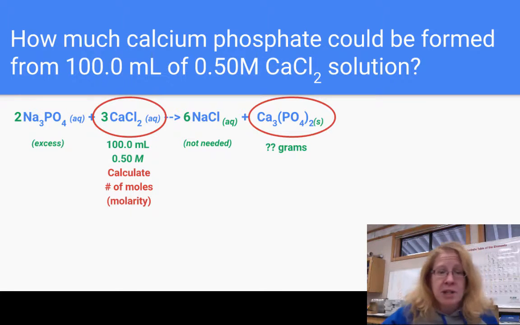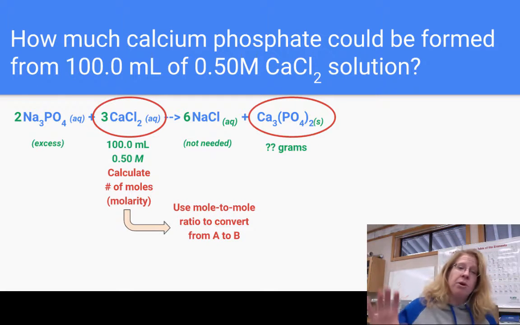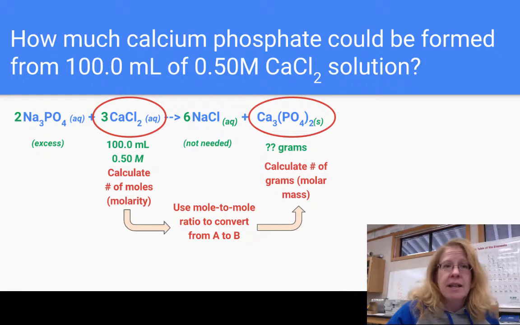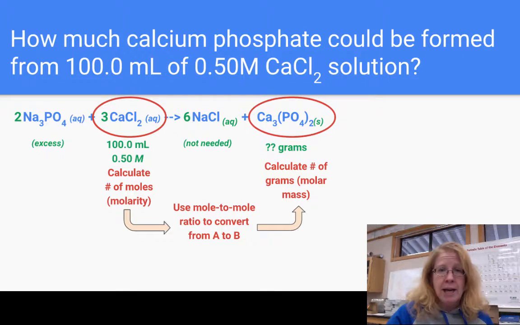I'm going to use that information, calculate the number of moles that I've got of that stuff, which is the molarity part. And then the next thing I'm going to be able to do, again, is that mole to mole ratio. That's our central step that we do every time. And then the last thing is I'm going to figure out how much calcium phosphate, which is that last piece, converting from moles back to the number of grams using molar mass. So this is kind of the rhythm that these particular problems take. It's very similar to the ones that we've done before. We just don't start with a grams to moles step. We start with a molarity to moles step.